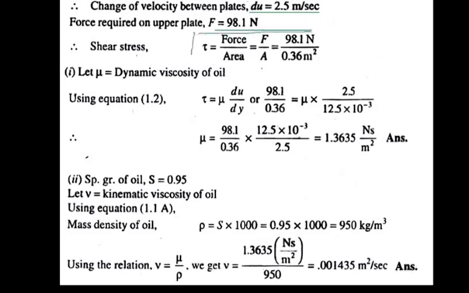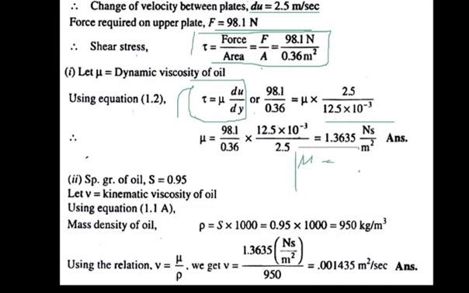Shear stress, tau is equal to force by area. So 98.1 Newton by 0.36 meter square. Let mu be the unknown; the only formula we know is tau is equal to mu into du by dy. So 98.1 divided by 0.36 is equal to mu into 2.5 by 12.5 into 10 power minus 3. Calculate it, you will get the value of mu, that is 1.3635 Newton second per meter square.